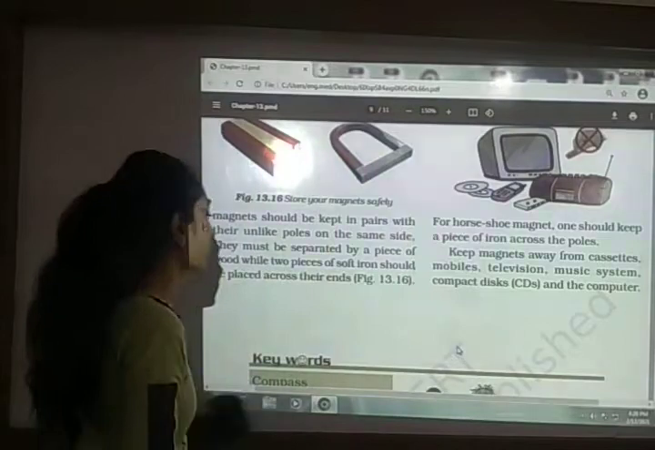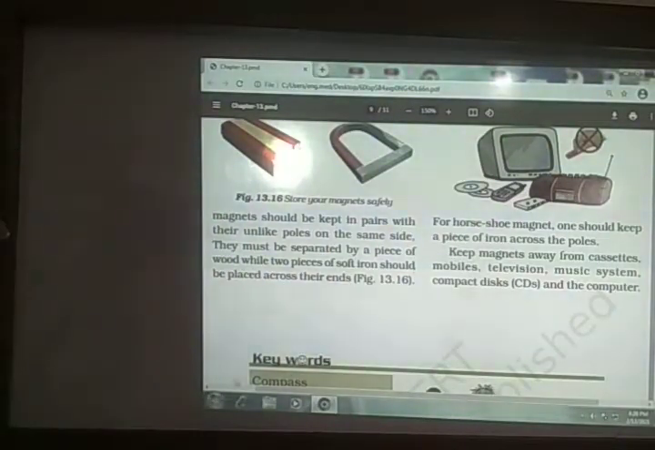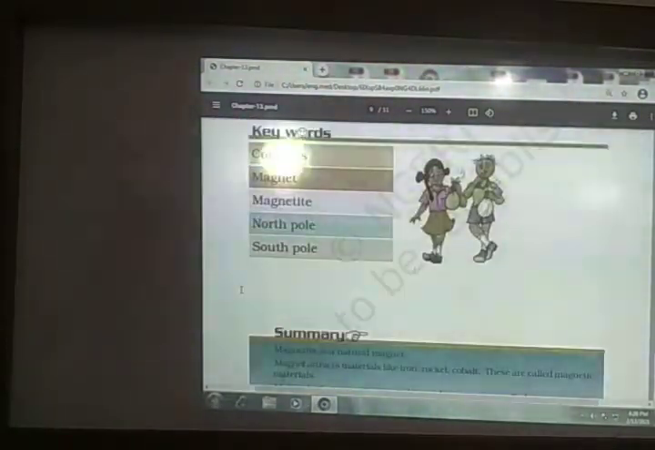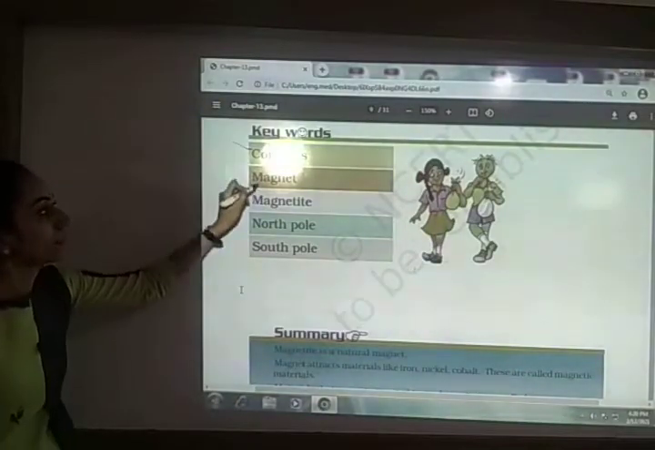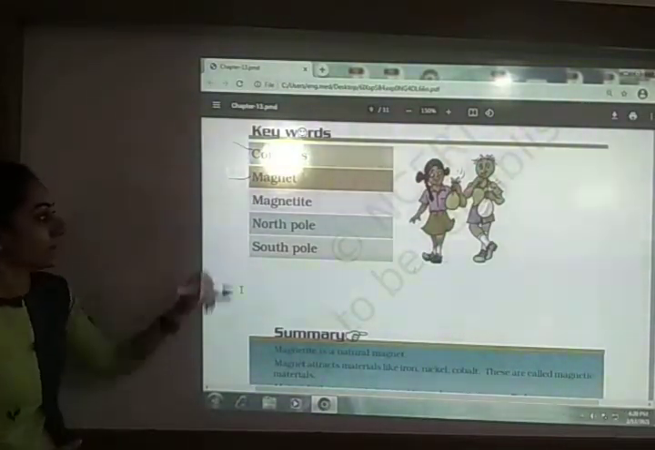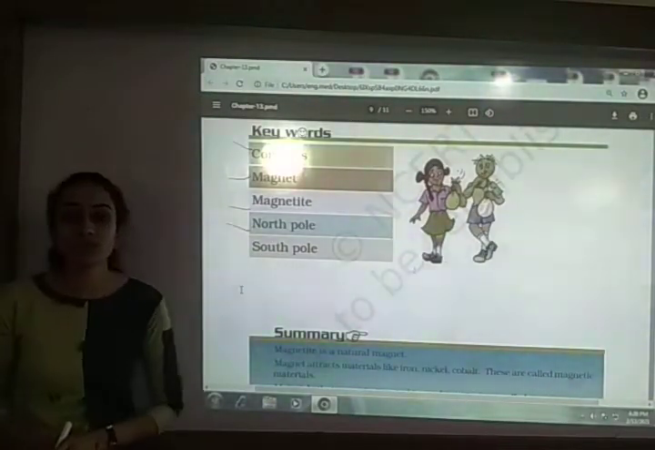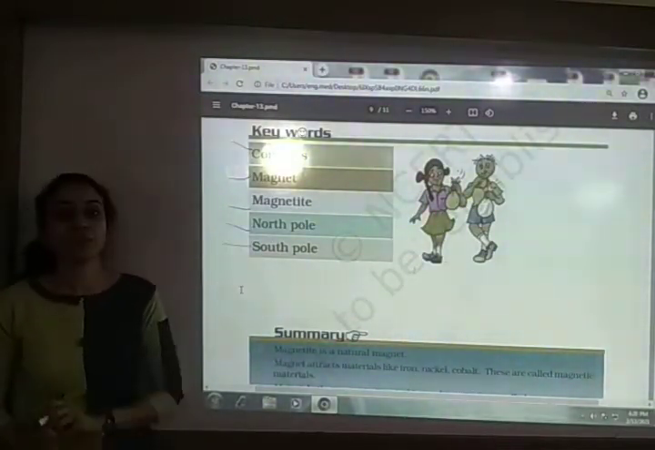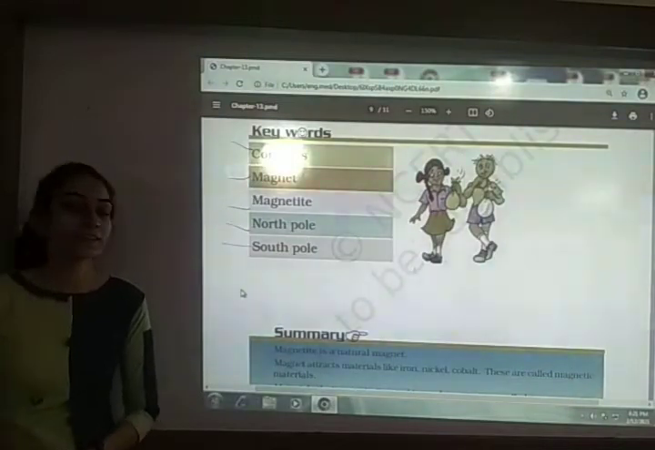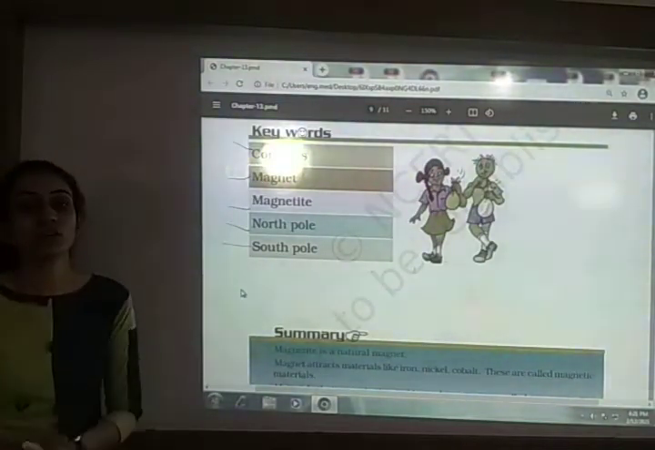Here the hard words for this chapter are given to you. Let me quickly see these hard words. That is compass. Next one is magnet. Then the next one is magnetite. Then the next one is north pole, and the last one is south pole. So before writing the exercise, you have to write these words in your notebook.